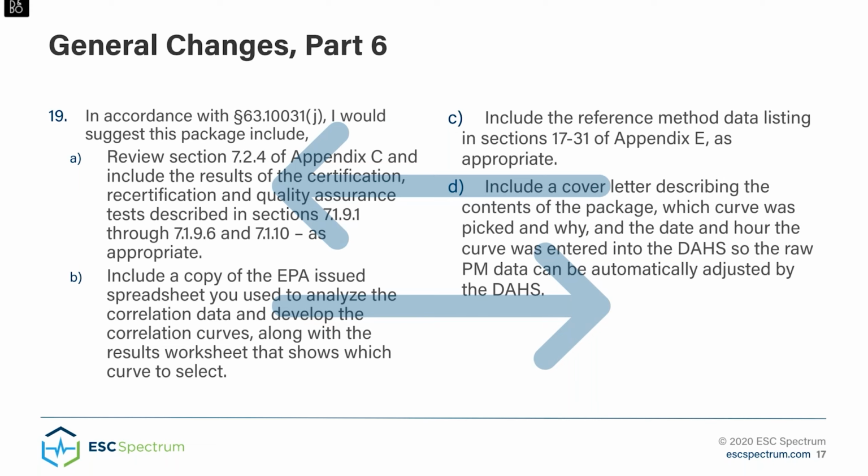I would also look at the information required by the reference method data that's listed in sections 17 through 31 of Appendix E, because that's what you're going to have to submit in the future electronically. So you probably should include that information in the hard copy today. And I will also suggest you include a cover letter describing the contents of the package, which curve was picked and why, and the date and the hour the curve was entered into the DAS so that the raw PM data can be automatically adjusted by the DAS. So I'm suggesting here what this certification package should contain.